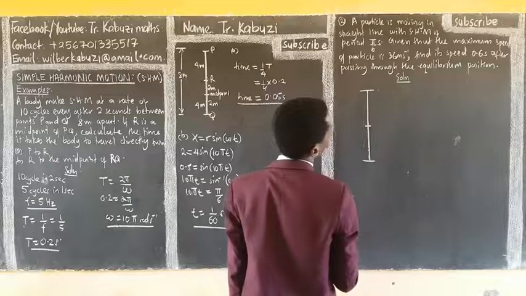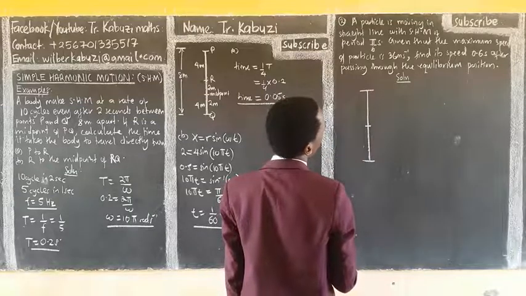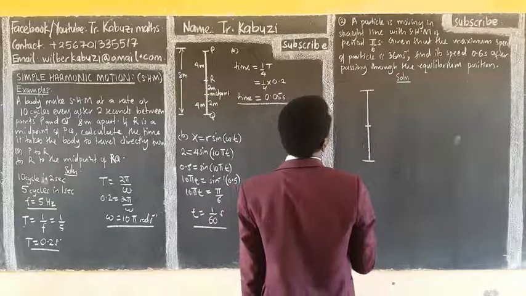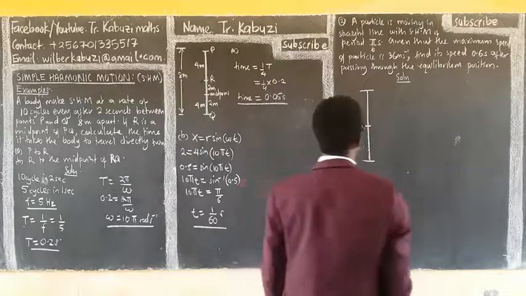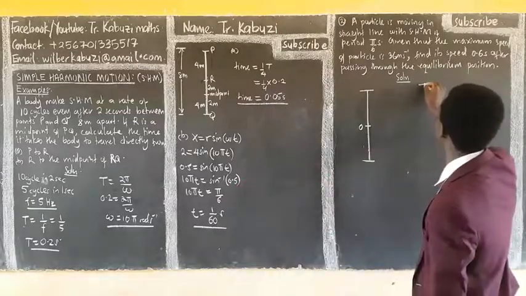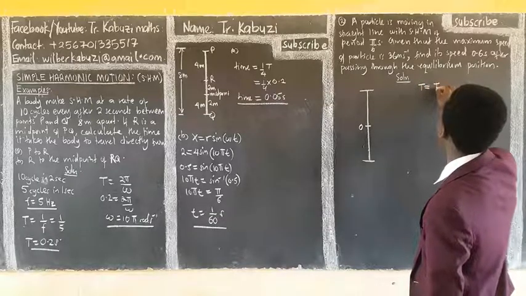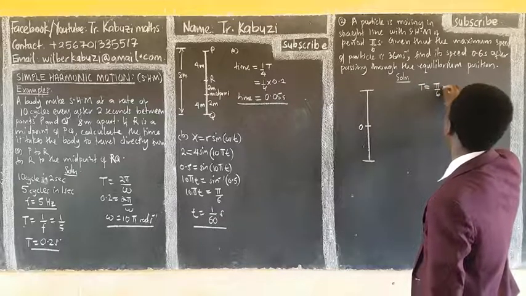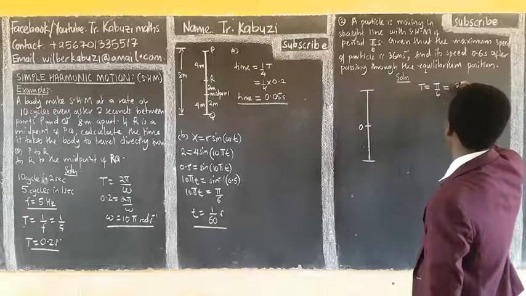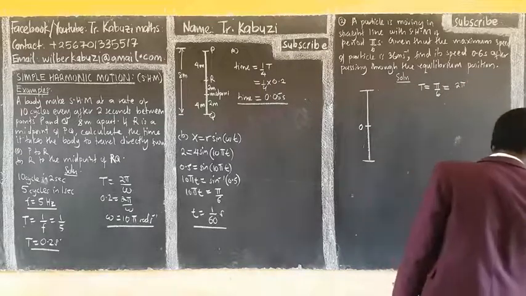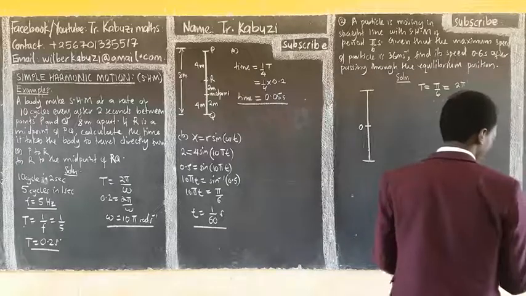Are they giving us the distance? No. So we don't have anything. Okay, so this is my equilibrium position. So they are giving me the period. So the period is pi over 6, which is given by 2 pi over omega.